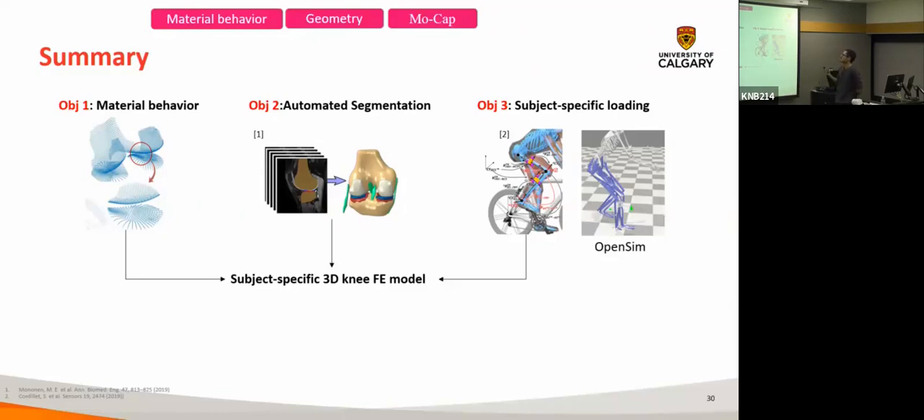And in the last step, we have motion capture for loading. We want to estimate and measure the internal forces in the knee, the joint reactions for our model. When you combine all these, you see that we get a subject-specific 3D knee. It's kind of enhancing. Maybe it's not completely subject-specific, but we're just trying to push the boundary a little bit further.